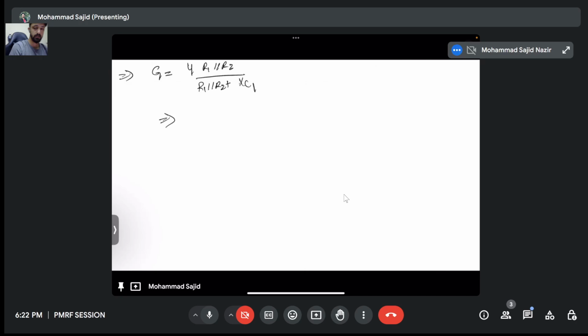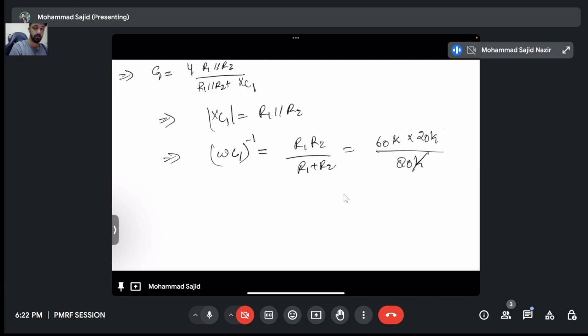And for the pole, XC1 will be equivalent to R1 parallel R2. I'm just directly writing it. So omega times C1 inverse is equivalent to R1 R2 divided by R1 plus R2. This is 60K multiplied by 20K divided by 80K. 1K will cancel, 4 and this will be 15. So this means 15K. So omega C1 is equivalent to 1 by 15K, right? So C1, we need to find the capacitance at 10 hertz. So C1 is equivalent to 1 divided by 15K multiplied by 2 pi multiplied by 10.